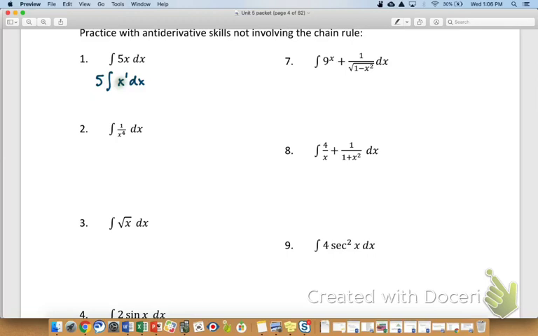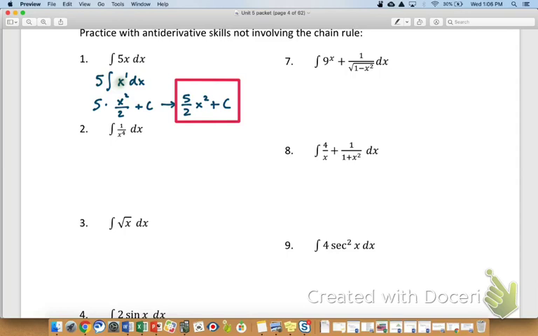And the reverse power rule requires that we add 1 to the old exponent. So that would give me x squared. And we divide by the new exponent. Of course, that's 2. And then we always add c. So if you wanted to, you could write this as 5 halves x squared plus c. And that would be your final antiderivative for number 1.